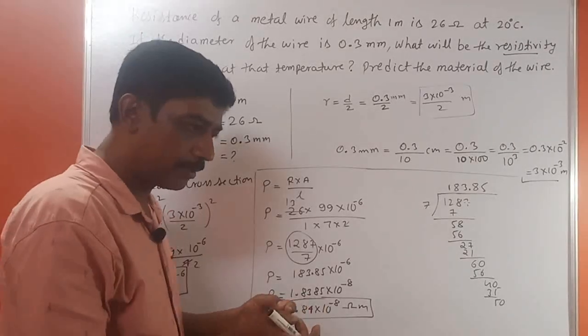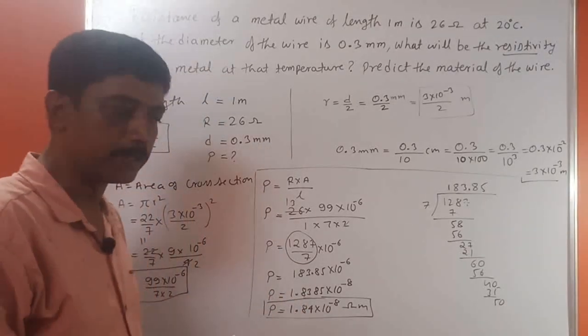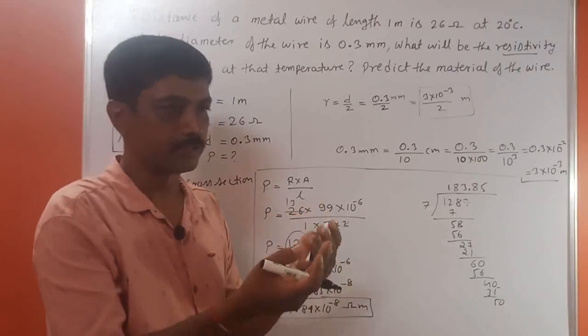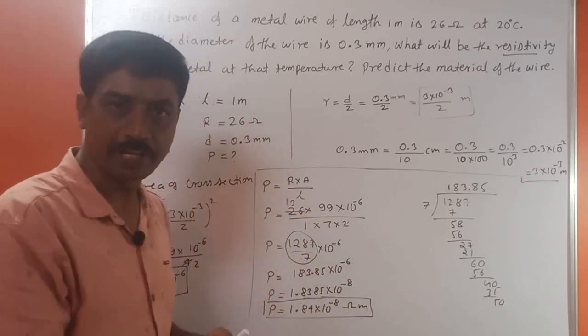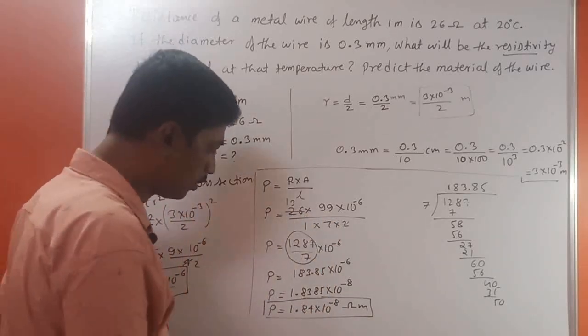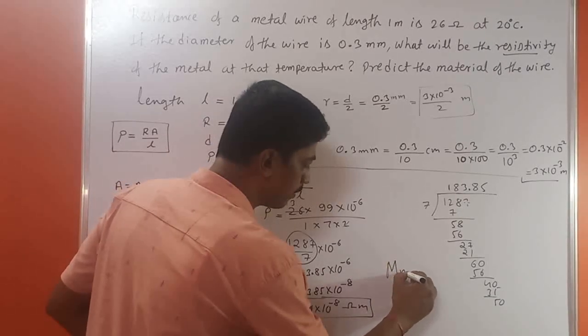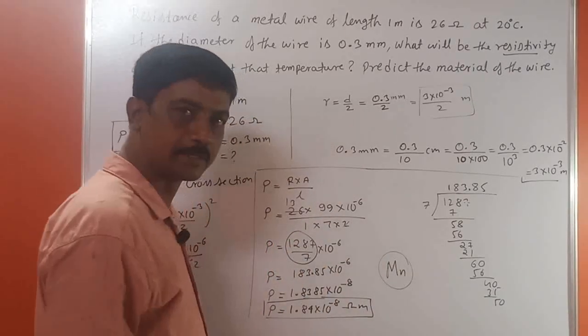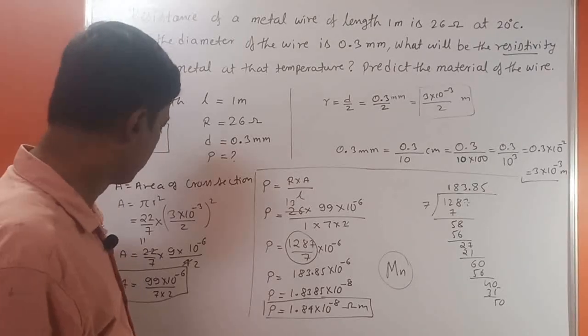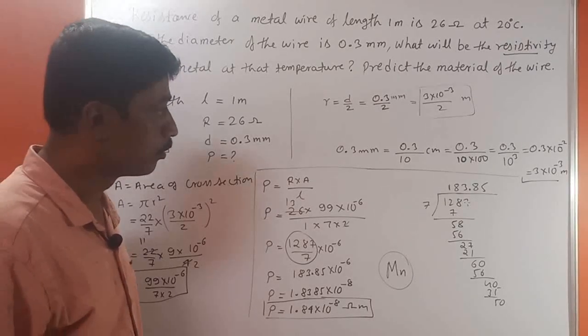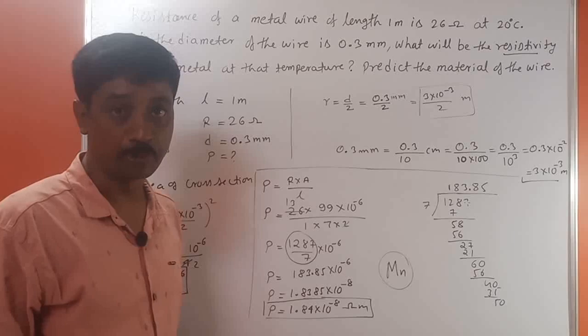And they have given you a table of metals and their resistivity in the textbook. When you go through it, you will find that this resistivity is of the metal manganese. So this is the answer to you. I hope this is going to help you study well.